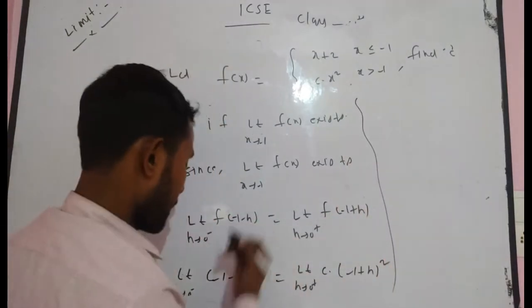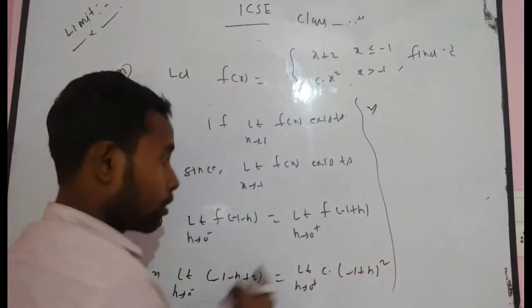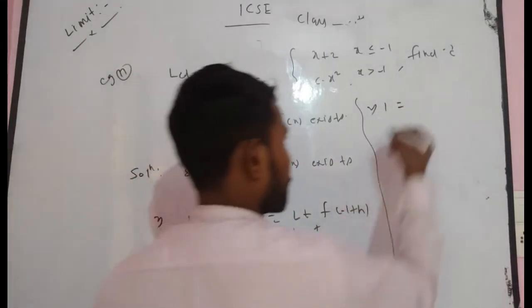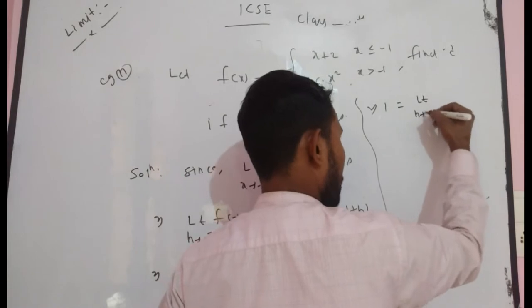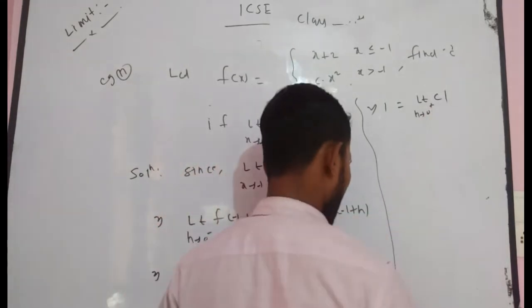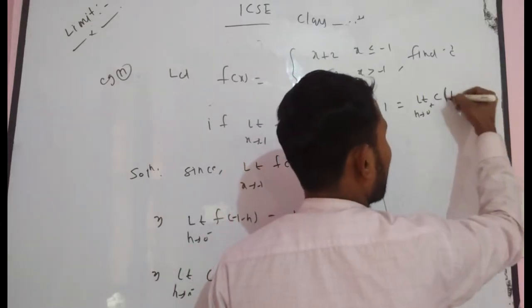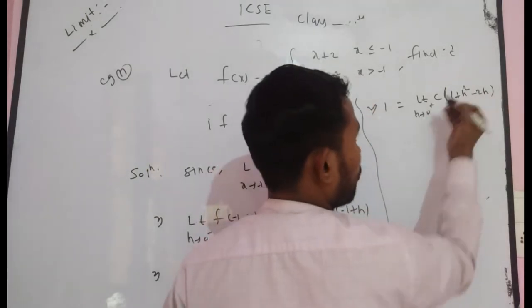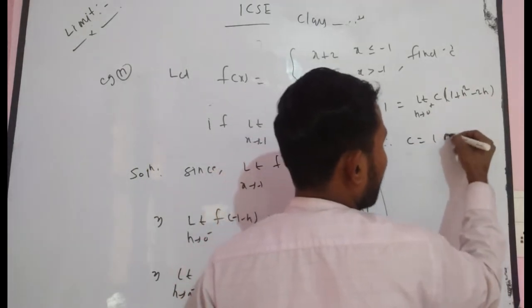I think it is not visible for you, so I want to write it above. That implies that it will be 0, 2 minus 1, that means 1 is equal to limit h tends to 0. Now you have to expand it, then you get c into 1 square plus h square minus 2h. Now put h equal to 0, then you get c equal to 1.